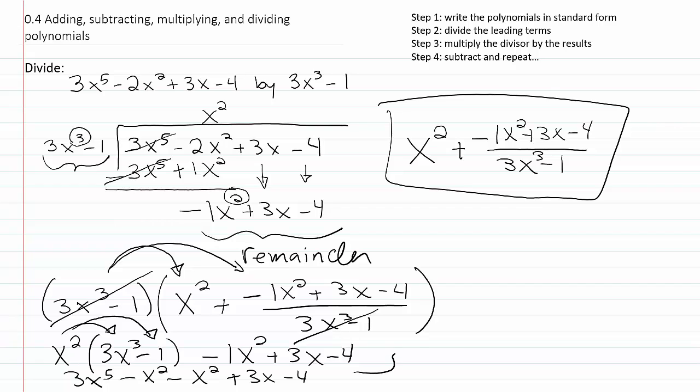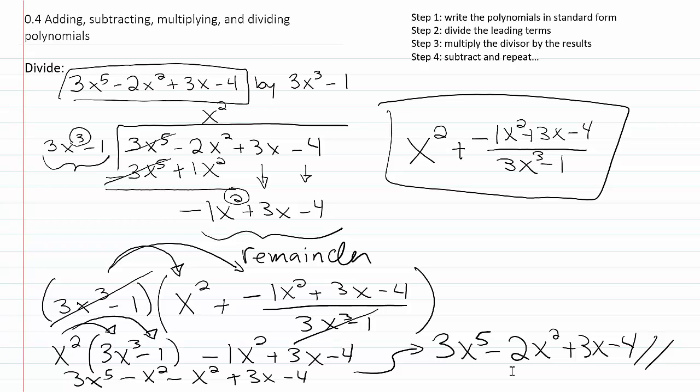If I clean all that up by combining like terms, I'll end up having 3x to the fifth minus 2x squared plus 3x minus 4, which is our original dividend. So we've shown that this in fact is the proper quotient.